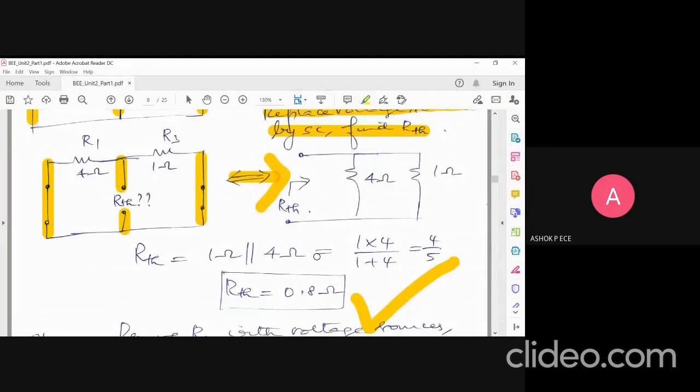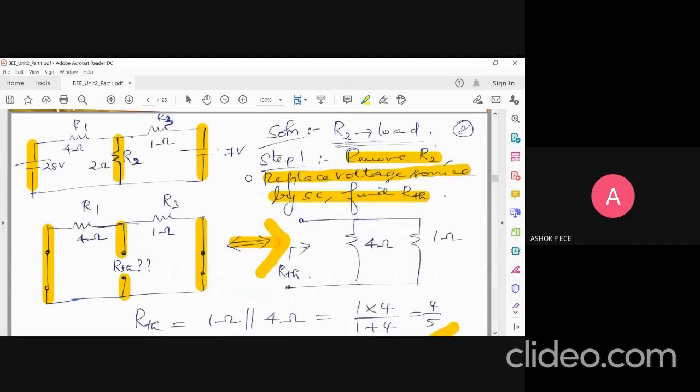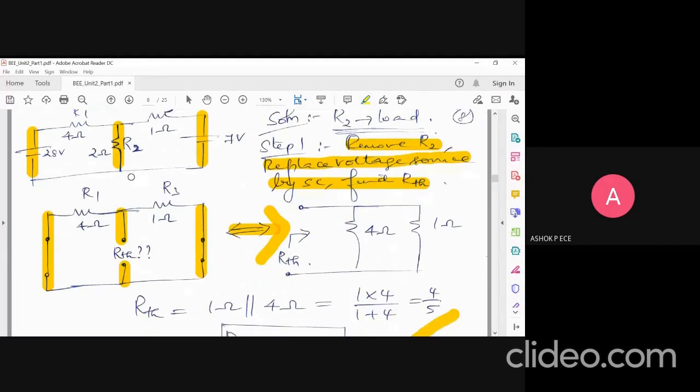And if you find it difficult to identify resistances in series and parallel, you assume a voltage source is here. If the current is entering, it is getting split into two. When the current is going to split, it is going to be parallel. That way also you can identify. It all depends on how you visualize things in a circuit. That's all. So step one is done. Step one is remove R2.